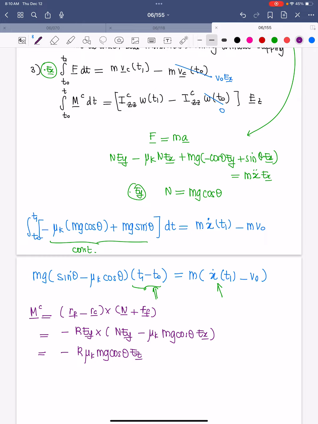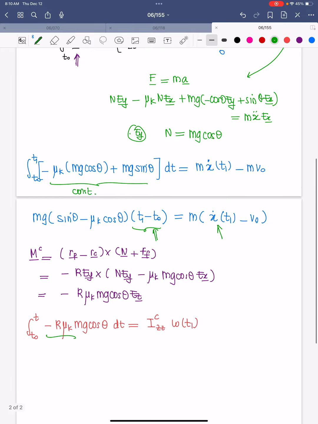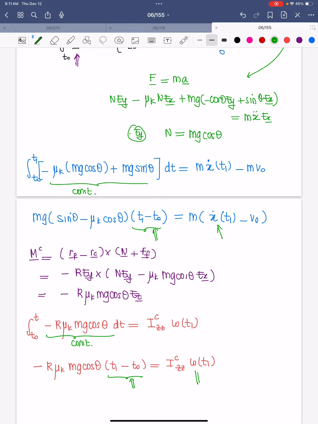I'm going to take this value and plug it back here to fill up this equation to get the integral from t0 to t1 of minus r mu k mg cosine theta, since I've already projected along ez, dt is equal to ICzz omega at t1. Very well, and similarly, this integrand is also constant. So I can write it as minus r mu k mg cosine theta times delta t, t1 minus t0, equal to ICzz omega at t1. So now I have these two unknowns in this equation: the time interval, and omega at t1.